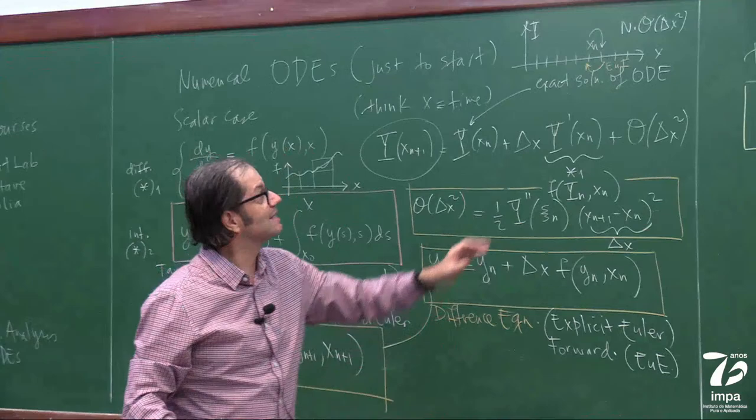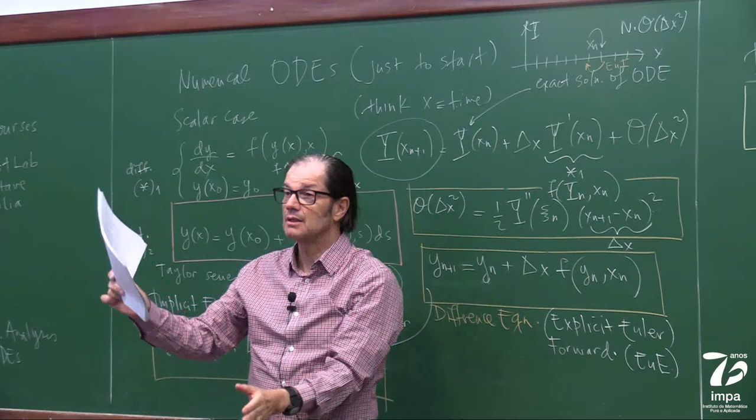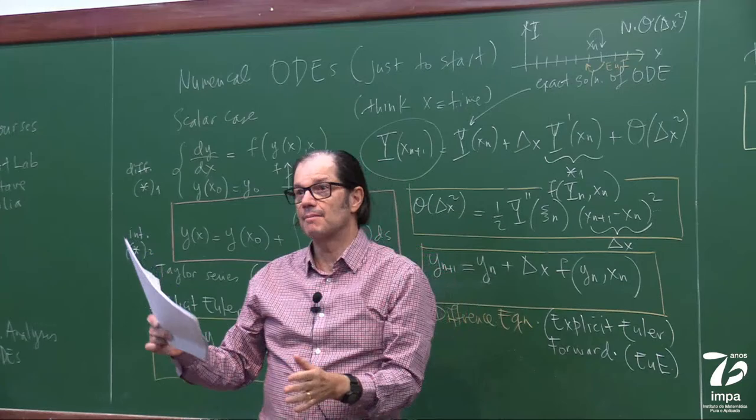But this is an easy way to see things. The local error is delta x to the m. The global error, as an estimate, should be delta x to the m minus 1. OK? That's good. First, to get a quick feeling of what's going on.